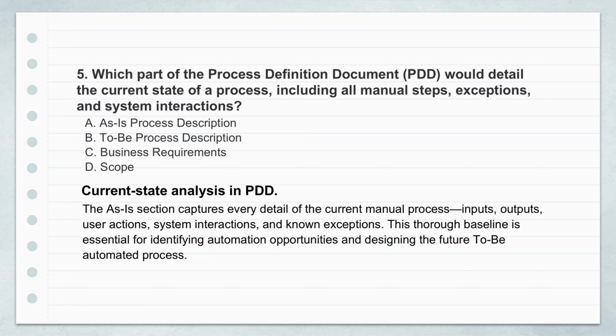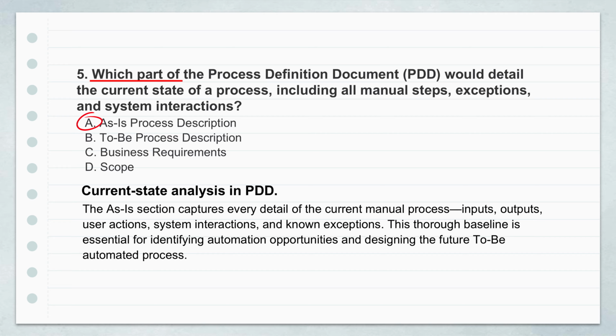Okay, so once we've found a suitable, repeatable process, we need that blueprint. The process definition document, the PDD. Which specific section in that PDD is all about capturing the current state, detailing all the manual steps, the systems used, the exceptions people handle? That would be the as-is process description. Yeah. That section is just non-negotiable.